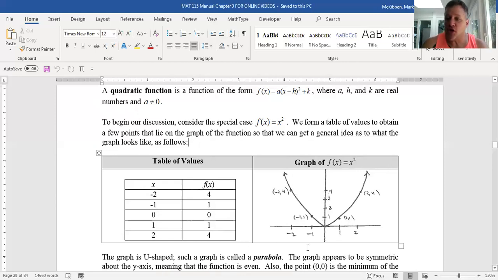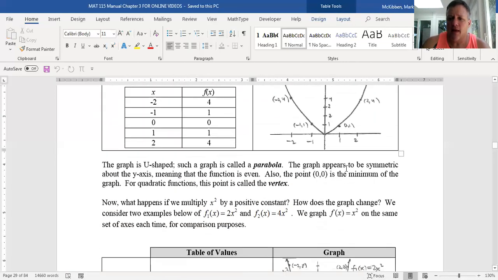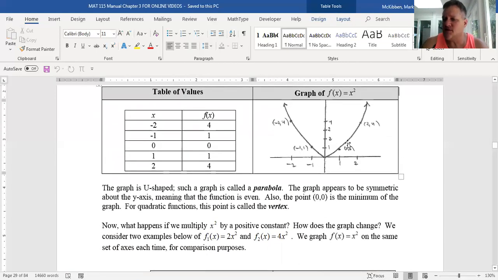We call a U-shaped graph like this a parabola. A couple things to note: this time, the minimum, it doesn't go down to infinity. The minimum is right here. This is the smallest the functional value ever gets, because if you square 0, you get 0, and any other number that you square gives something bigger than 0. We call that a local min, or the vertex.